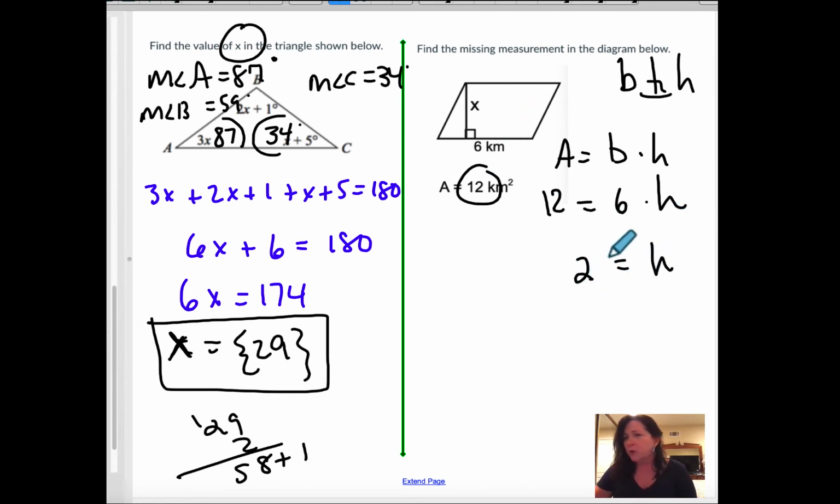And remember, area is units squared, whereas sides, height, that kind of thing, those are just units. And so this is 2, what's my unit? Kilometers, km. Okay.